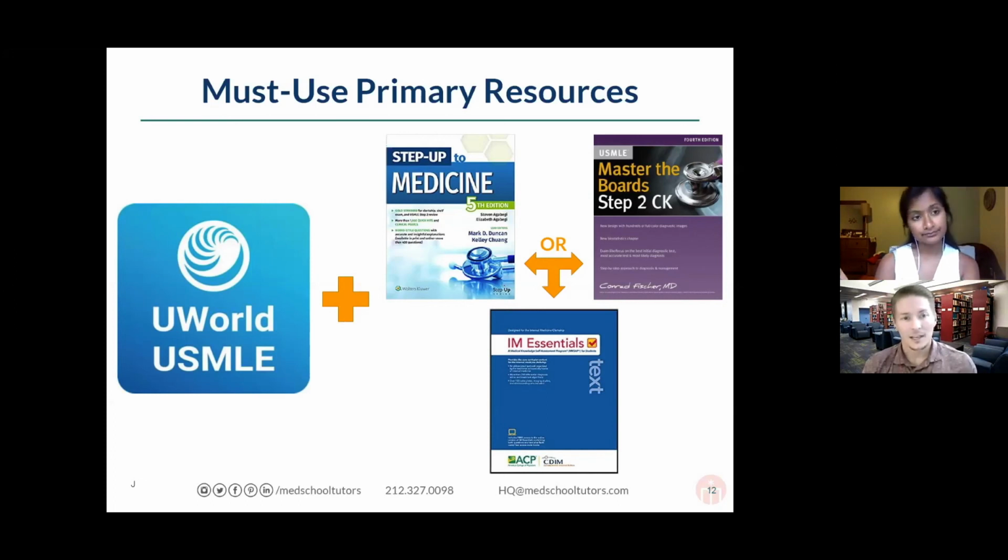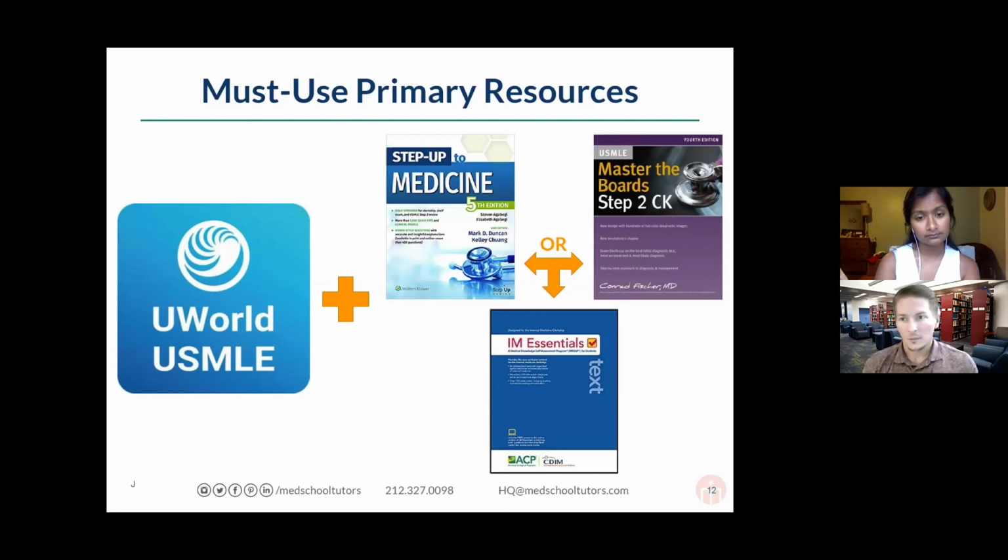In addition to that, it's nice to have some core resources to utilize, like something to read that covers all the material. We're pretty big fans of Step Up to Medicine and/or Master the Boards nowadays. Unfortunately, IM Essentials is kind of becoming defunct at this point, so that one's probably off to the wayside. But Step Up to Medicine and Master the Boards are good overall resources that cover everything in a thin amount of depth. So we don't get all the information from those texts, but they're useful to supplement what we're seeing while we're looking through UWorld.